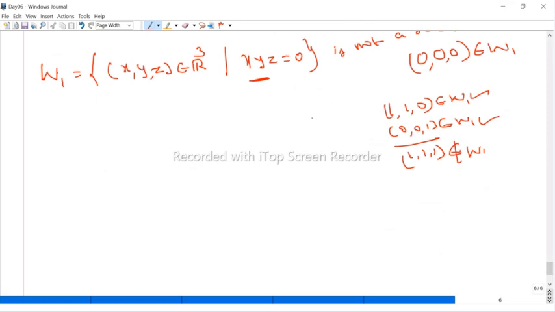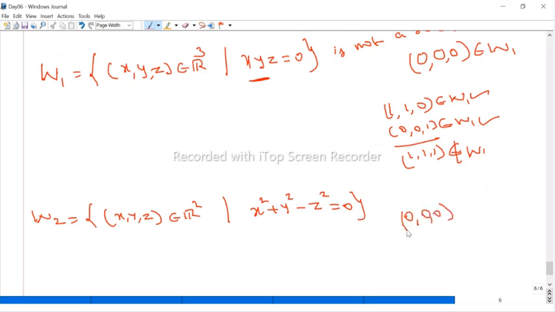Now finally I will ask one question. Please tell me whether this is a subspace of R3 or not. I define W2 as the collection of all ordered triples (x, y, z) in R3 satisfying x square plus y square minus z square equal to 0. You square the first coordinate, square the second coordinate and add, then subtract the square of the third coordinate. If you substitute (0, 0, 0), it satisfies the equation: 0 square plus 0 square minus 0 square is 0. Therefore, this is an element of W2, so 0 is there.